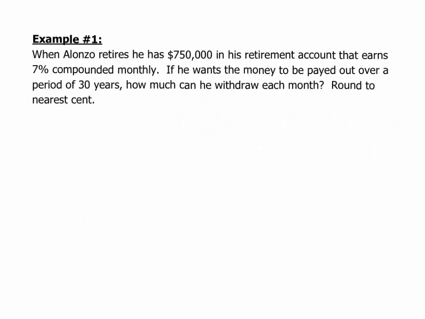Let's look at a specific example. When Alonzo retires, he has $750,000 in his retirement account that earns 7% compounding monthly. If he wants the money to be paid out over a period of 30 years, how much can he withdraw each month? Thinking about which side we're on, we know that Alonzo has $750,000 in his account and he's withdrawing money each month. So that means we're on this withdrawal side.